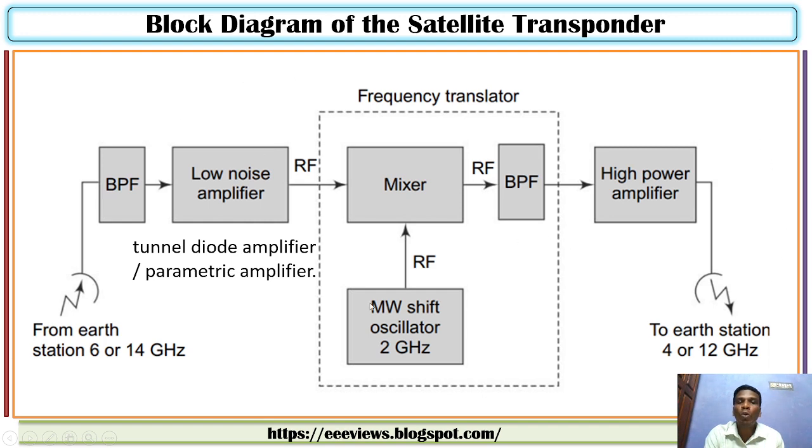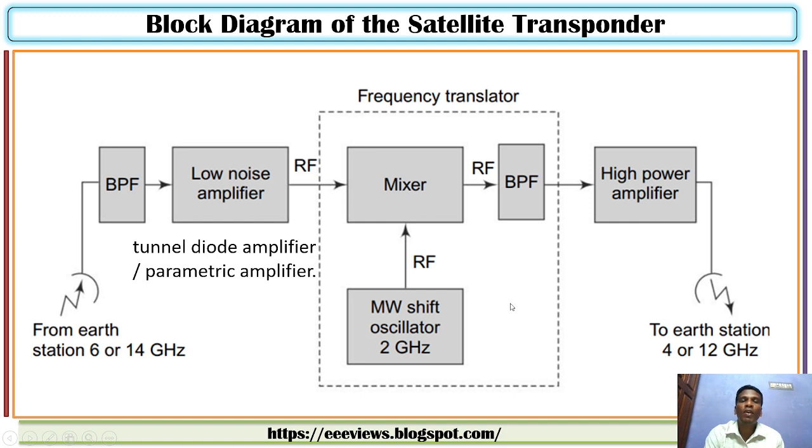In the satellite, what is happening? We are receiving the signal from the earth station. There is a low noise amplifier. The signal will be very weak because it travels over a long distance to reach the satellite, so we need to amplify it. For that we use this low noise amplifier. Normally we use a tunnel diode amplifier or parametric amplifier for amplifying the signals. Once amplified, it is given to the high power amplifier, then sent again to the earth station.